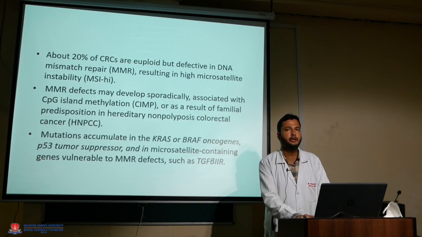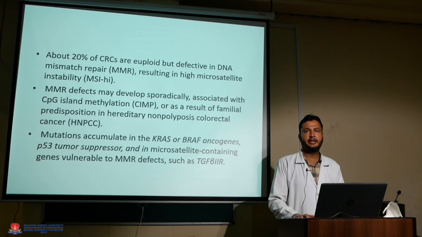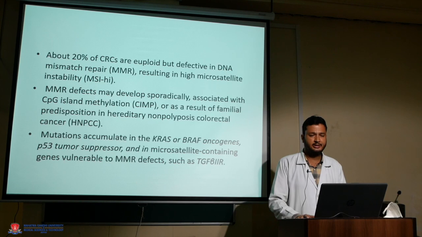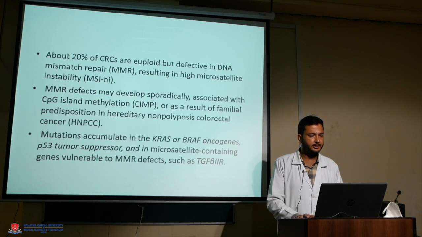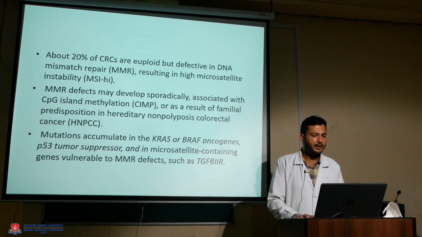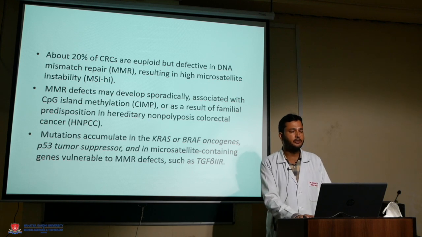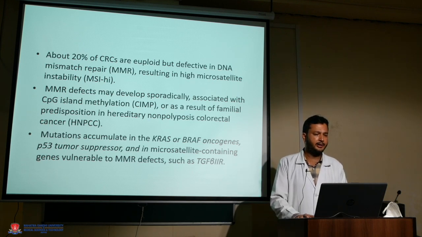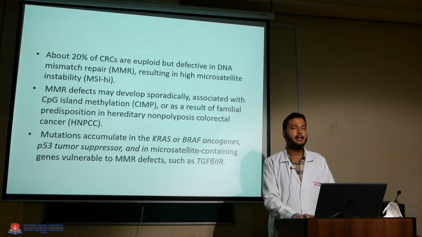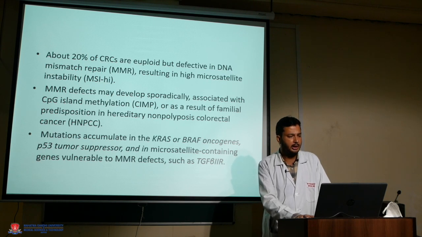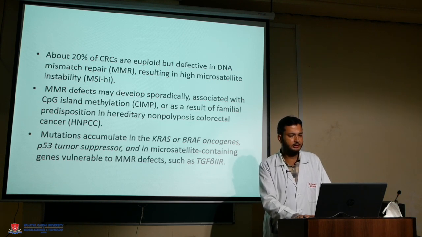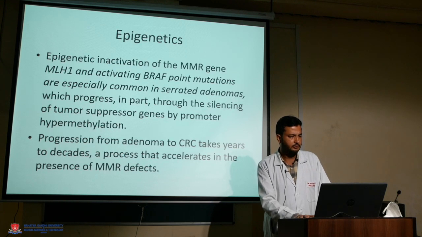About 20% of colorectal cancers are euploid but defective in DNA mismatch repair, resulting in high microsatellite instability, MSI high. This MMR defect may develop sporadically, associated with CpG island methylation, or as a result of familial predisposition in hereditary non-polyposis colorectal cancer. These mutations accumulate in the KRAS or BRAF oncogenes, the P53 tumor suppressor, and in microsatellite containing genes vulnerable to MMR defects such as TGF beta R.